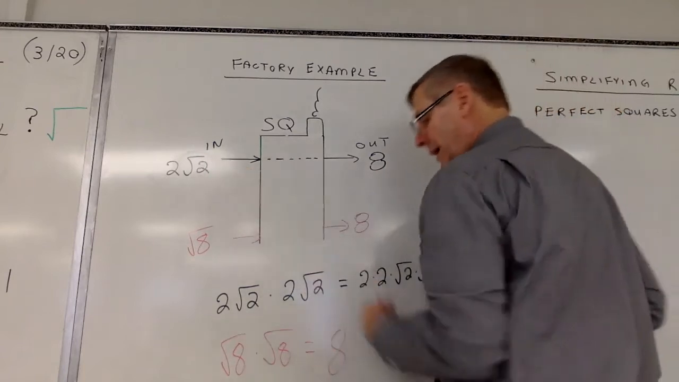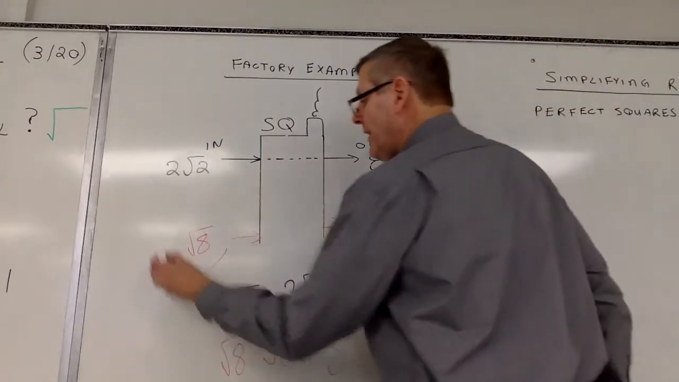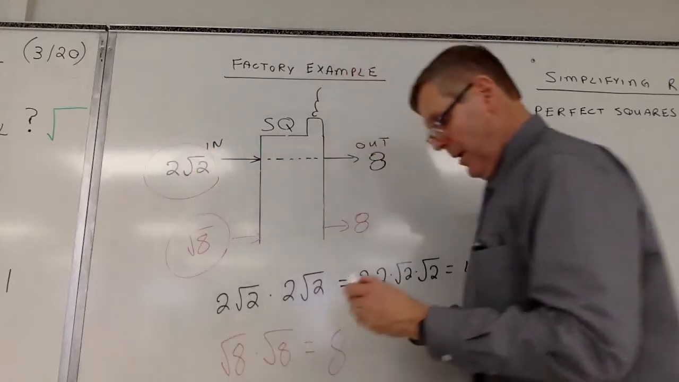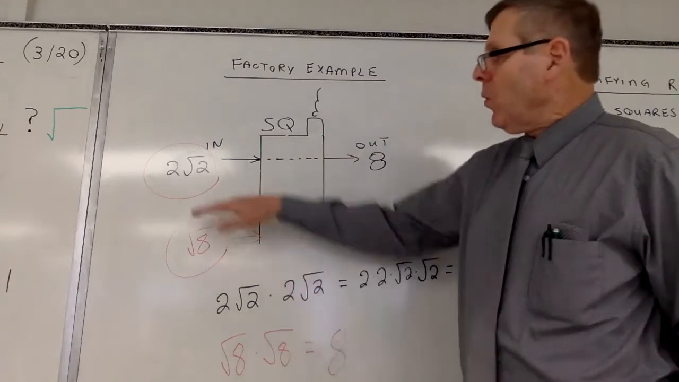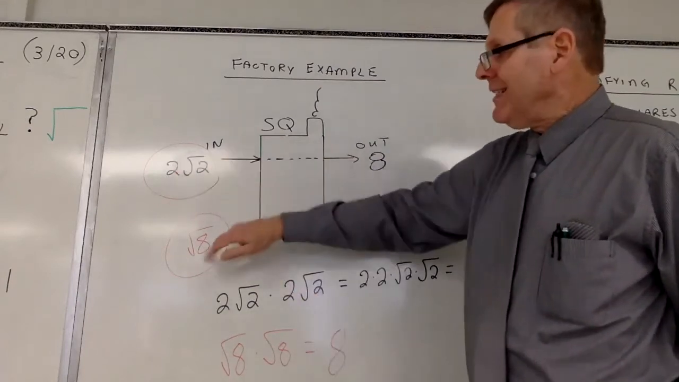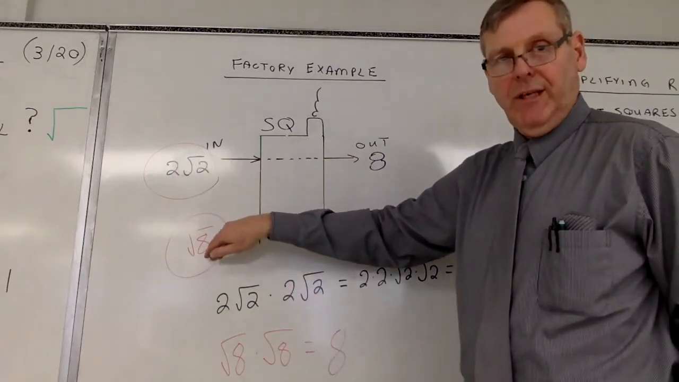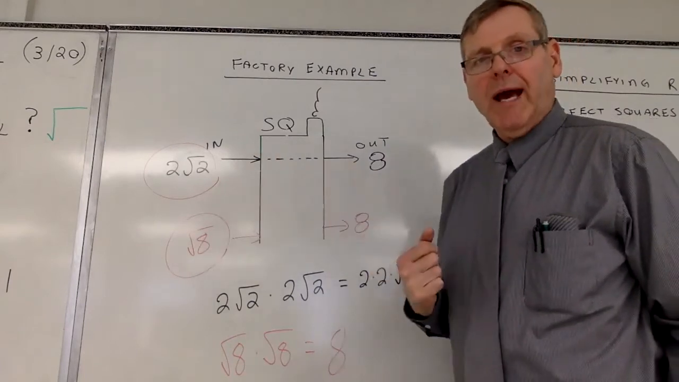So that tells me that this and this must be two ways of saying the same number. Okay, we're going to see that this is the simplified version of this. Okay, and that's what we're going to look at next.